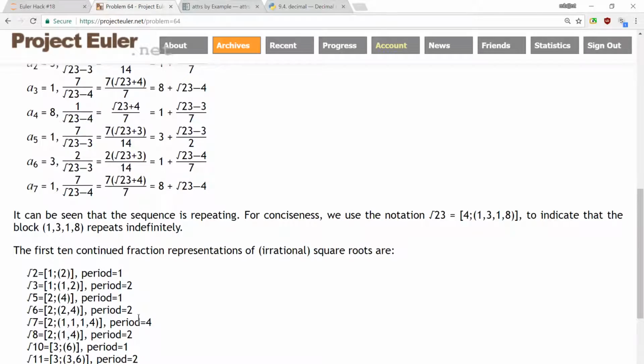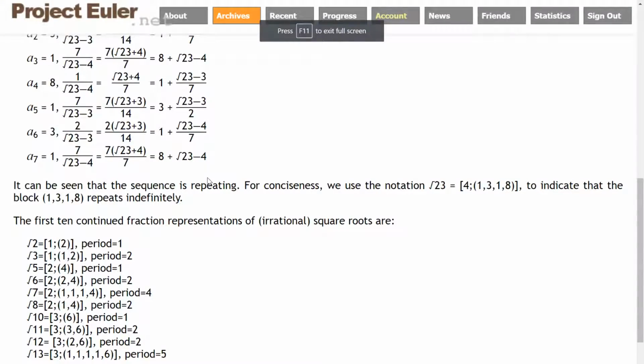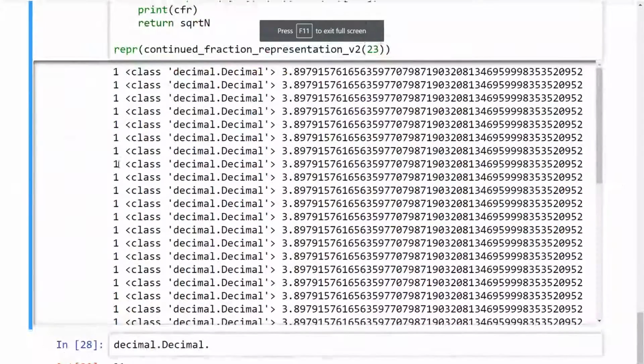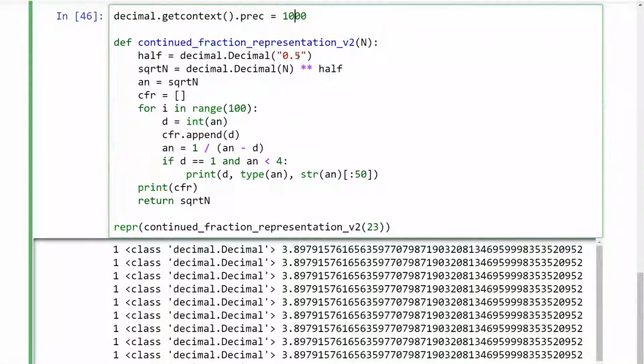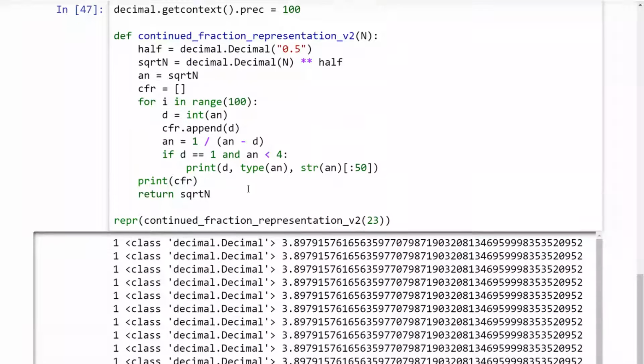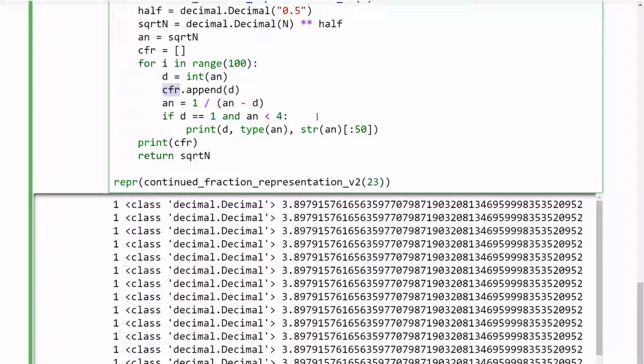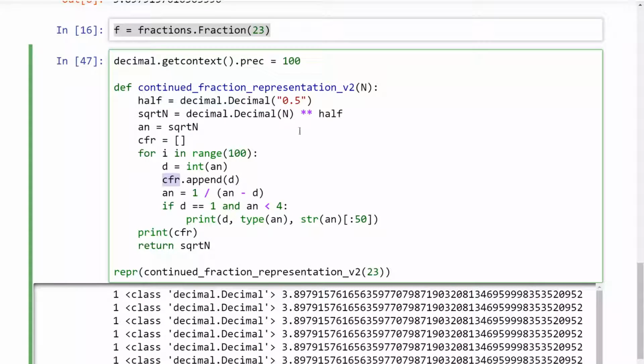It seems a bit hacky, but we could in theory do something like: we start off with precision, let's say 100, and as soon as we see our period of CFR has gone too high, we do it again, but this time with more precision. Can we do a bigger number instead of 23? Okay, like 500.